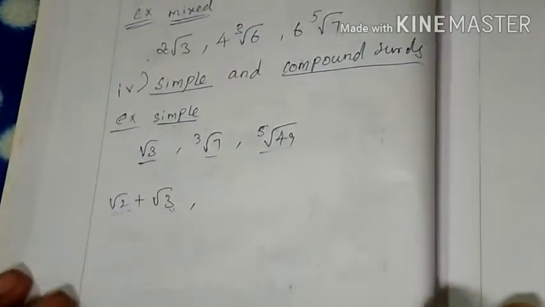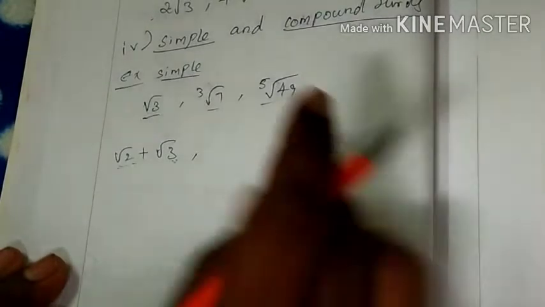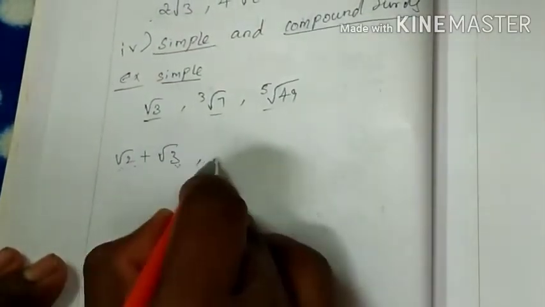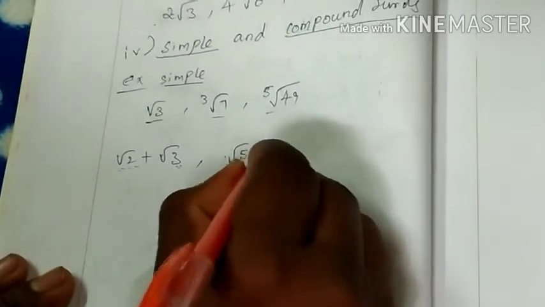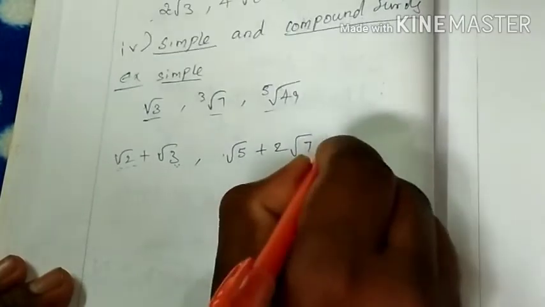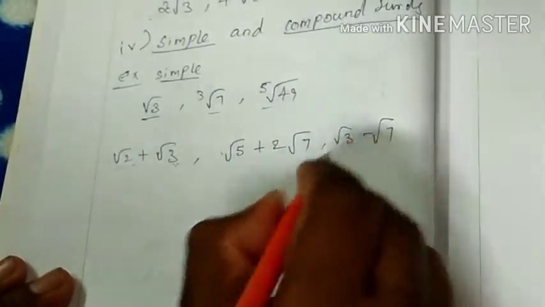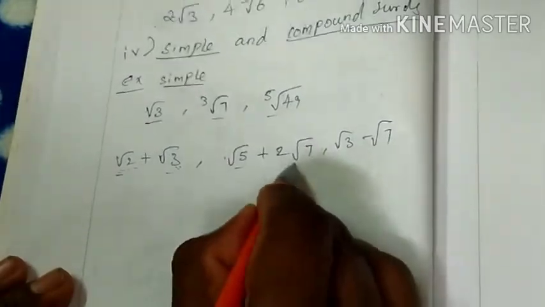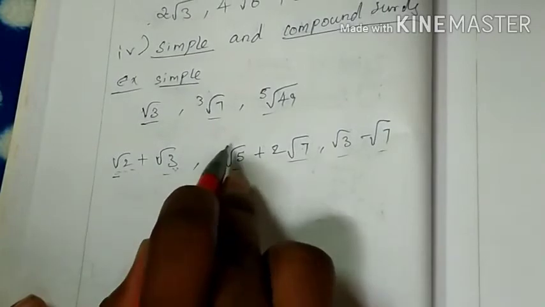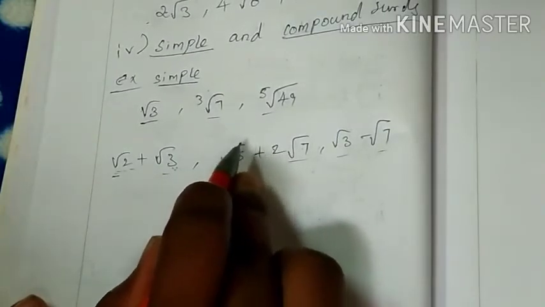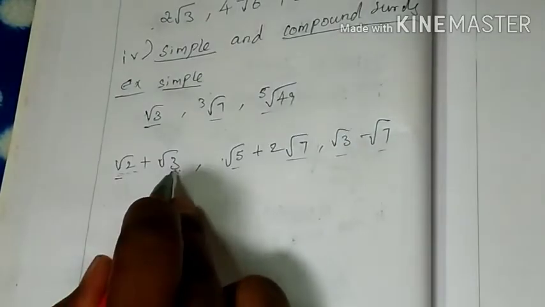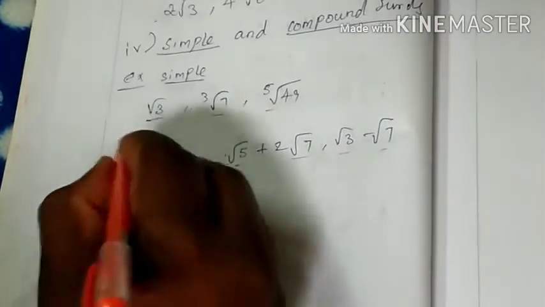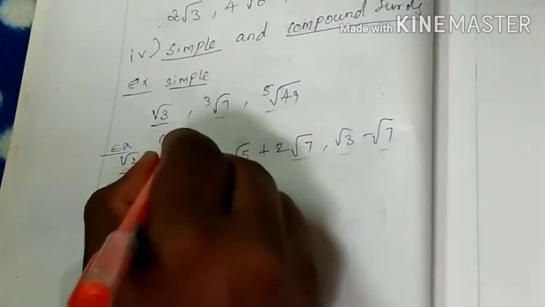Algebraic operations are addition and subtraction. So root 2 plus root 3, or root 5 plus 2 root 7, and root 3 minus root 7. So exactly it is the sum or subtraction of two terms. The algebraic sum of two or more sets is called a compound set. Two or more sets, not only two, it can be more. So this is the compound sets definition and example.